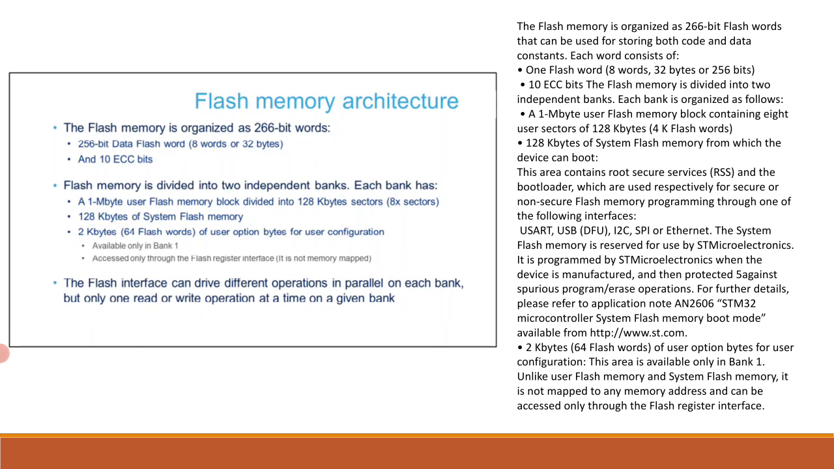2 kilobytes, that is 64 flash words, of user option bytes for user configuration. This area is available only in bank 1. I repeat, 2 kilobytes of user option bytes for user configuration. This area is available only in bank 1. Unlike user flash memory and system flash memory, it is not mapped to any memory address and can be accessed only through the flash register.